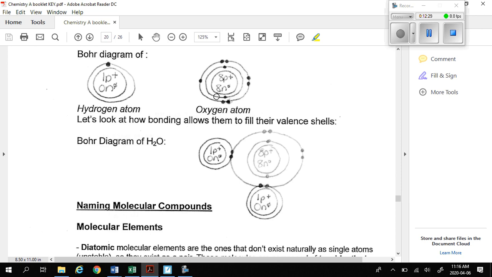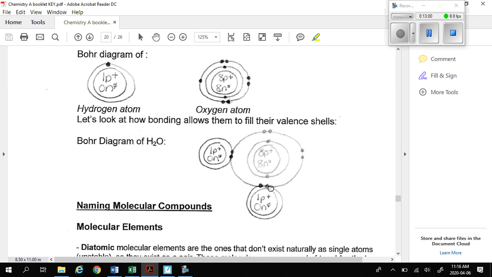We know that there is room for 2 more electrons in oxygen, so it will share with the hydrogen here and share with the hydrogen here. In total, this oxygen has access to 2, 4, 6, 8 in its valence shell, and this hydrogen has access to 2, which is all that it needs in that first shell, and this hydrogen has access to 2, which is all that it needs in that first shell as well. So that's the Bohr diagram of H2O altogether.